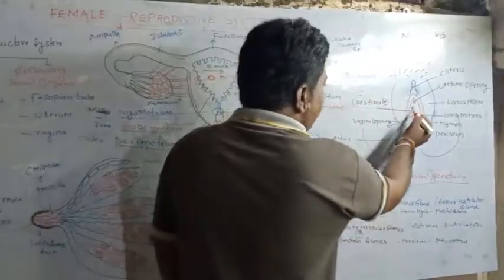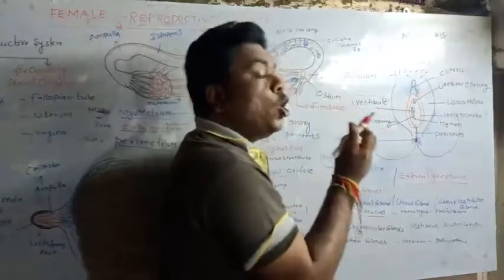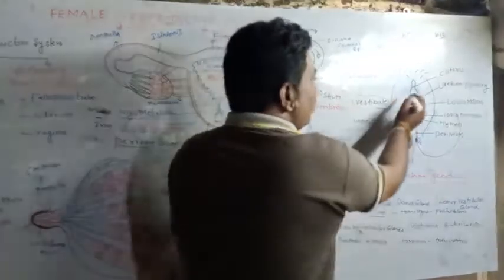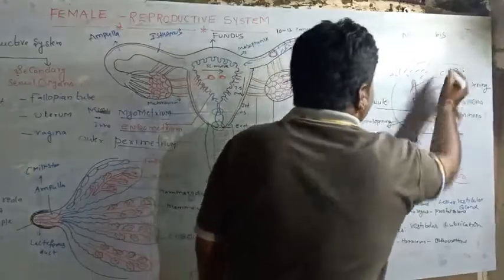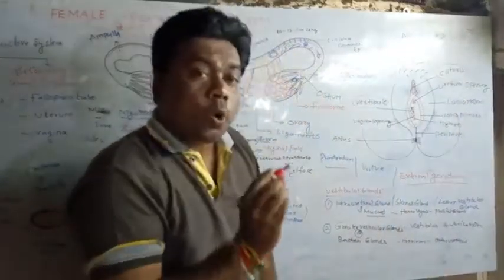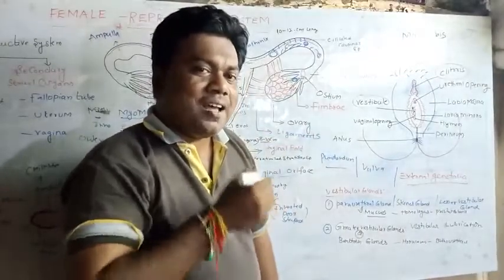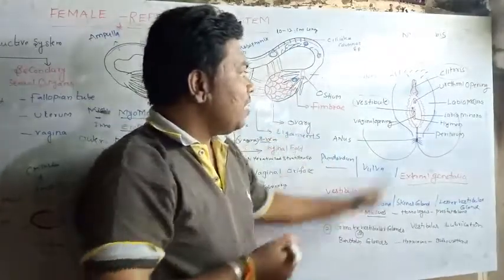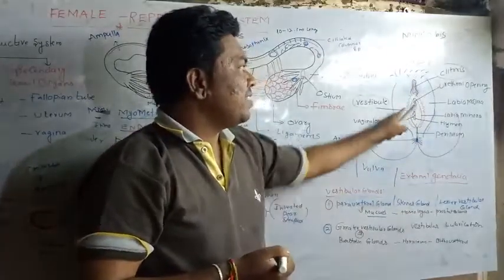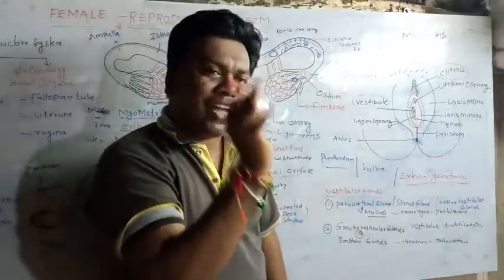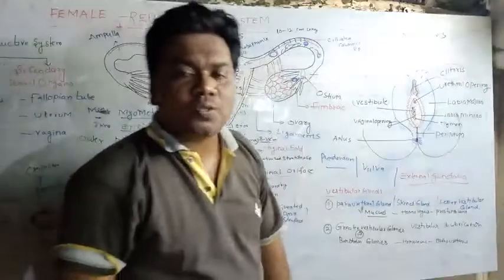In the anterior portion of this vestibule, there is a small tiny knob-like structure, known as the clitoris. It is homologous to the penis. What is the clitoris? The clitoris is present in the female in front of the vestibule, in front of the urethral opening. It consists of a small tiny knob, called the clitoris, which is homologous to the penis.